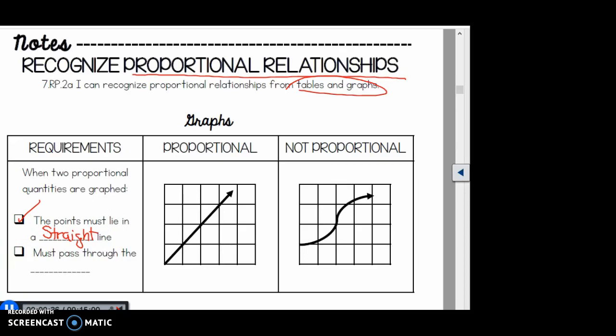Okay, check. Look at both of these graphs to the right. Are they both straight? No, not straight. This one cannot be proportional.